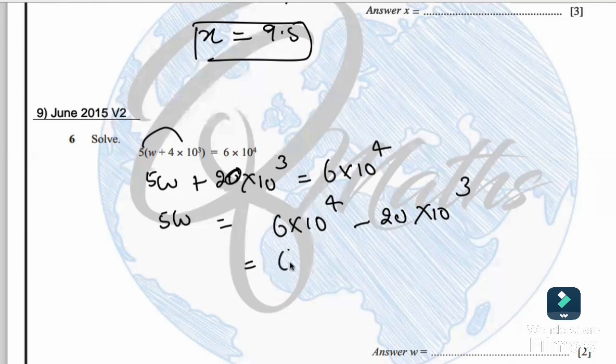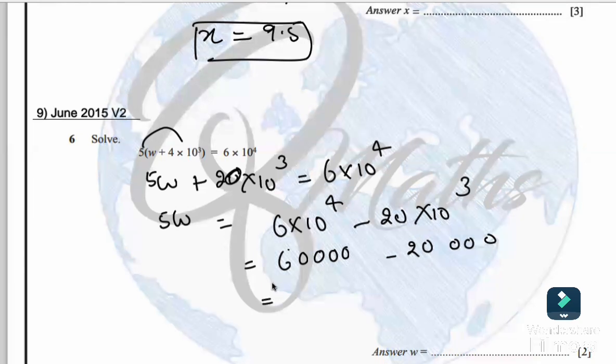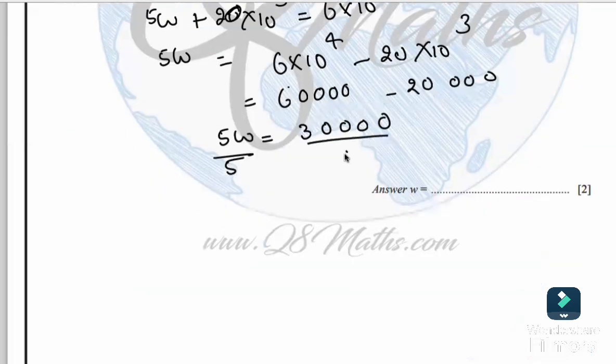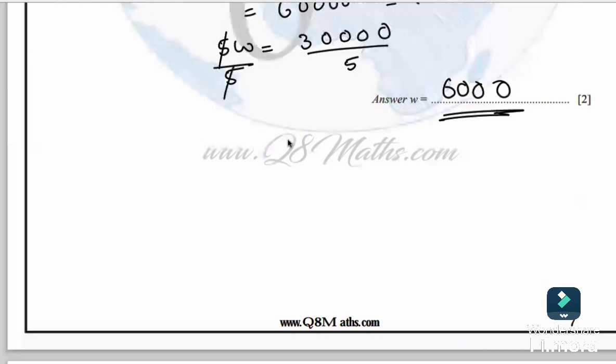6 into 10 to the power 4 minus 20 into 10 to the power 3. If you want, write 4 zeros here, 2, 3, 4, minus 20,000. Okay. So 60,000 minus 20,000, how much will you get? 30,000, right? Okay. Then 5w, divided by 5 on both of the sides. Therefore, we're going to get 6,000. W is equal to 6,000. So 5 and 5 will get cancelled over here.